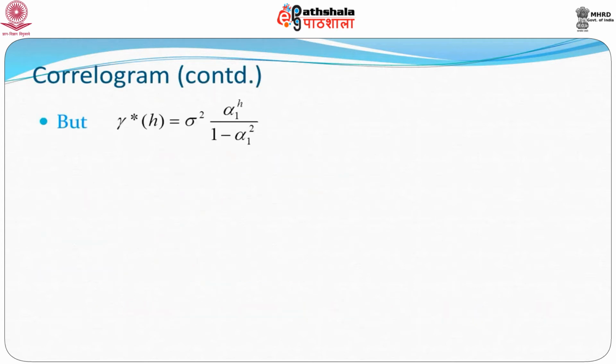But remember, gamma star h, that is the ACF of z, is sigma square alpha 1 to the power of h by 1 minus alpha 1 square. This is because z t is a AR1, and hence it has the same autocovariance function as a AR1 process. So, this would be the autocovariance function, and the parameter in this case is alpha 1. So, this is in terms of the autoregressive parameter of a AR1 model. So, we get gamma star h.